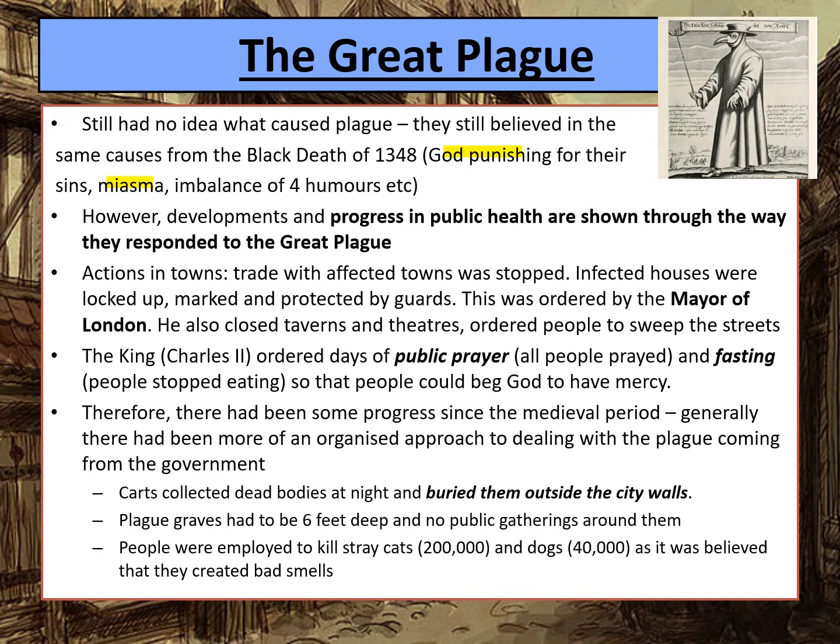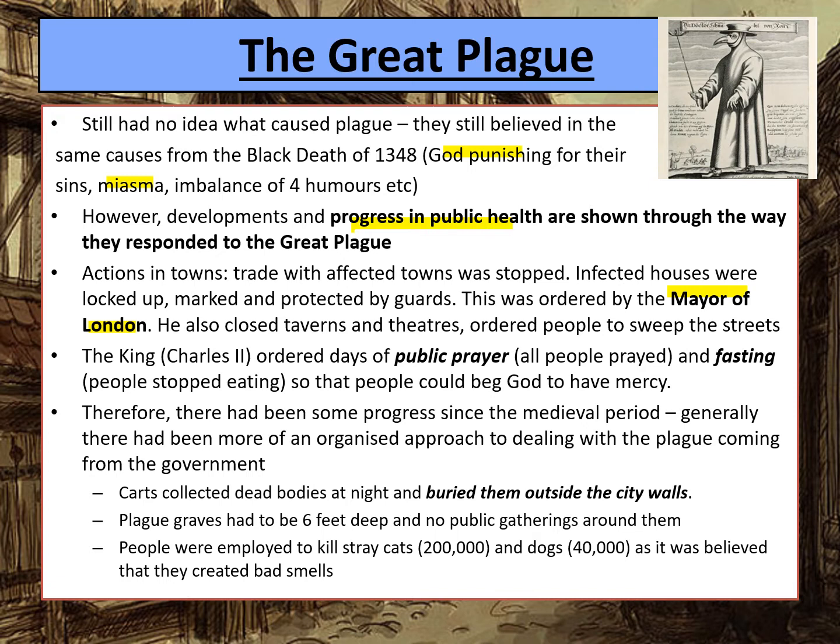So in some ways, we can say that there has been some real progress with public health by the time we get to the early modern period. The conditions in the towns are still pretty bad, but the way that they're responding to outbreaks of disease has really, really improved. So this is often down to the Mayor of London, and the Mayor of London acted quite decisively in this time period to try and stop the outbreak of plague.